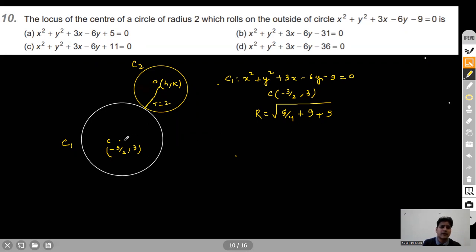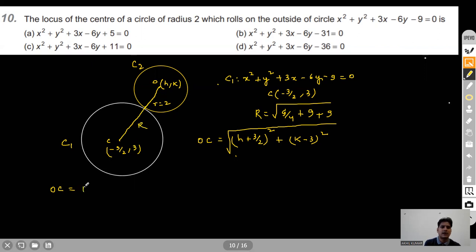Similarly, we can find this OC distance also, no? Let me write this OC as under root of h plus 3 by 2 whole square plus k minus 3 whole square. And OC is nothing but, suppose I am taking the radius as R, so this will be R plus r. So what is R from here?